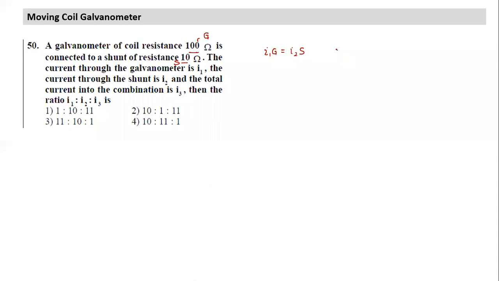And what is the current through the combination, I3? What is I3 equal to? I1 plus I2. So let's see what is given here. I1 into G, given as 100, is equal to I2 into the shunt resistance, which is 10. So what is the I1 by I2 ratio? 1:10. But I need the I3 ratio also. So what will I1 by I3 be equal to? If this is 1 and this is 10, I3 will be 11.